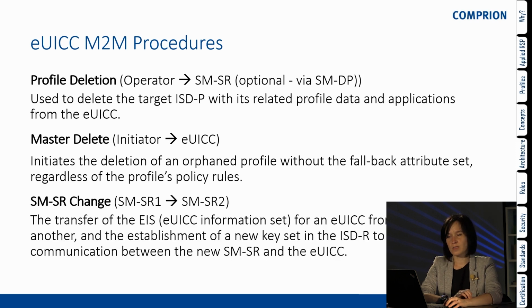SM-SR change. This is actually a procedure between two SM-SRs. So this is a process where the transfer of the eUICC information set, or EIS, for a specific eUICC goes from one SM-SR to another. So if you have specific data of an SM-SR stored there, then you have to move it to another one. So in this procedure, let the other SM-SR know, okay, I have a specific set of eUICCs. They are under my control. So please, I'm moving this to you because I'm no longer in control of this.